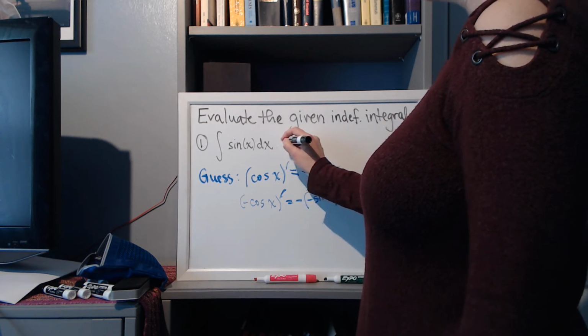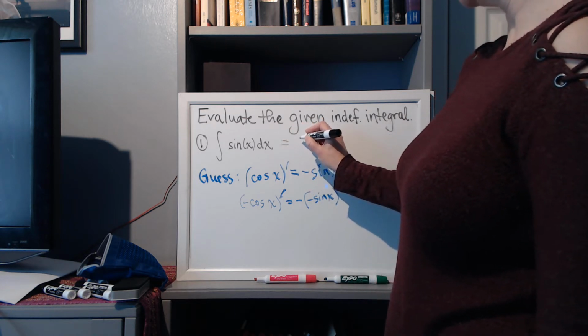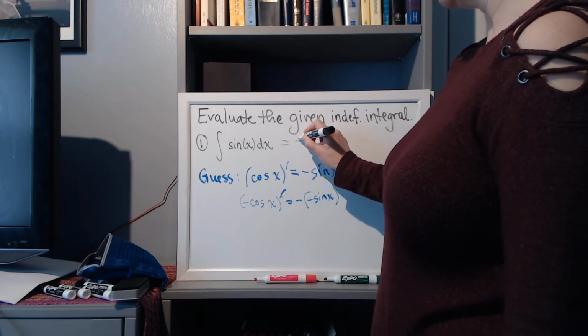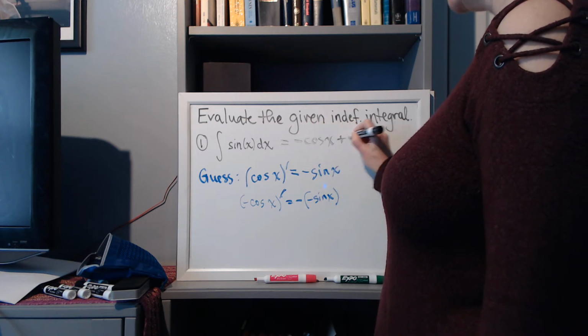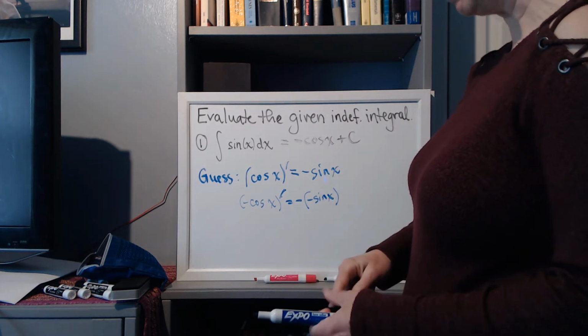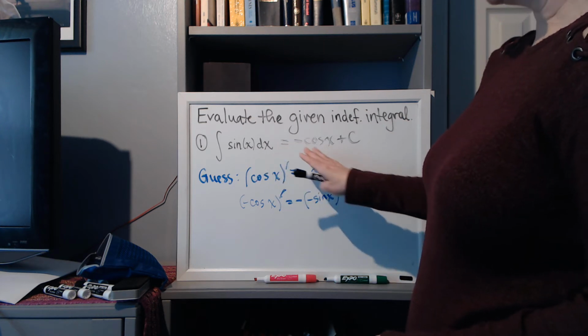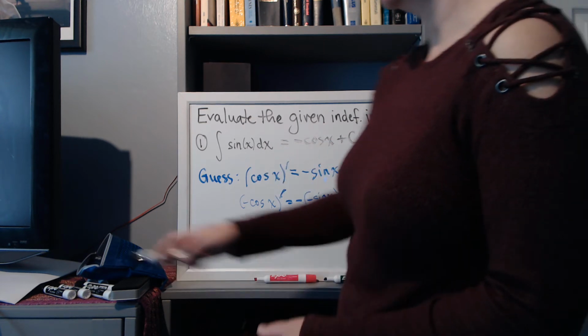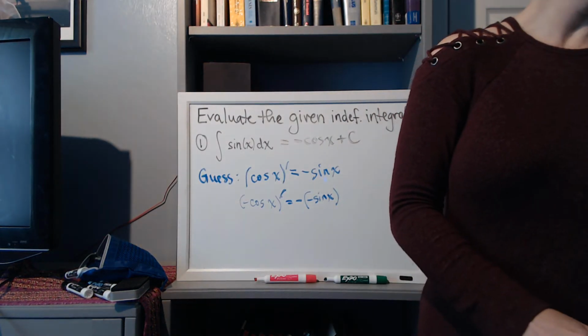So the antiderivative here, the indefinite integral here, is going to be negative cosine of x, and then plus c to make it the most general possible antiderivative, to give us all those possibilities. So our antiderivative is negative cosine x in this case. All right, now we're going to move on to our second example here.